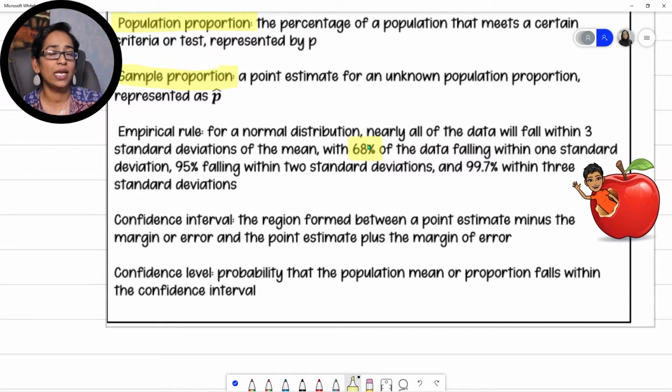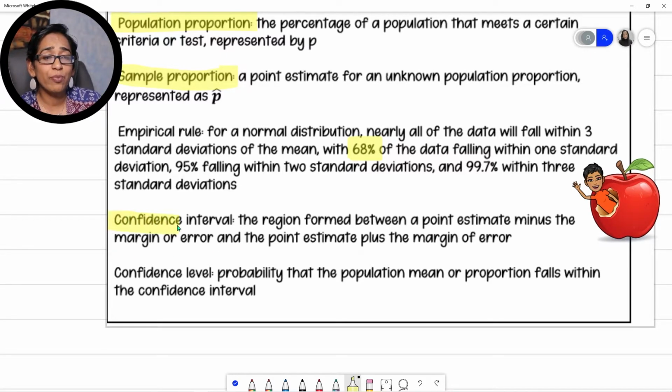So the majority of the data lies within one standard deviation. When I say majority, 68%. 95% of the data falls within two standard deviations. 99.7% of the data falls within three standard deviations.